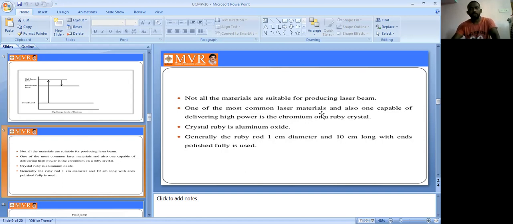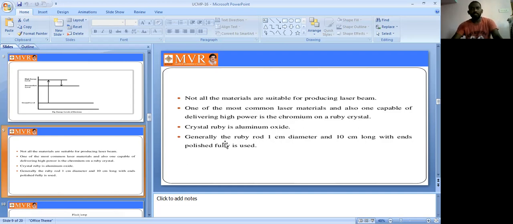One of the most common laser materials, and one capable of delivering high power, is chromium in a ruby crystal. Chromium is mostly used in the ruby crystal. The ruby crystal is aluminum oxide. So the most common laser material used is chromium in a ruby crystal, and the ruby crystal is nothing but aluminum oxide.